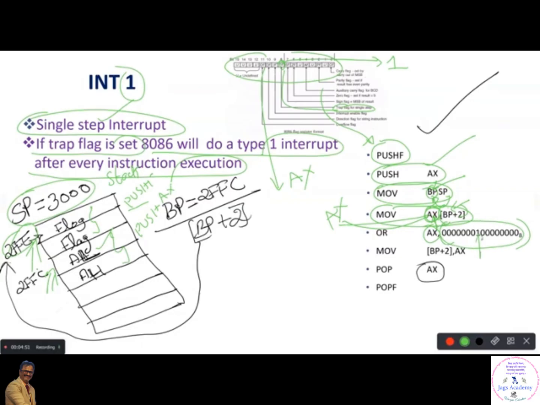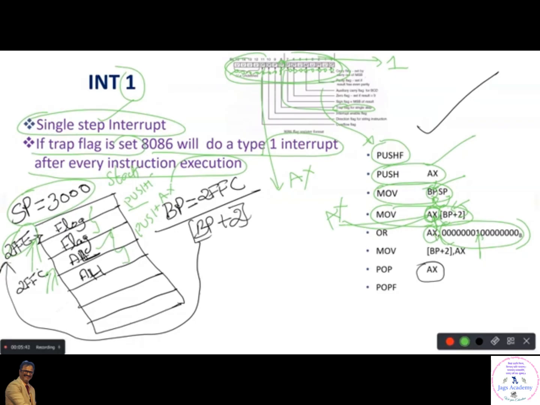Which is this position? See, you just have to OR it with 0 0 0 0 0 0 0 0 1 0 0 0 0 0 0 0. You OR the content of the AX register, that is the flag content, with this value. So what will happen at that time? What happens with this OR? See, this particular bit, even though it is not 1 in the AX register, will become 1.